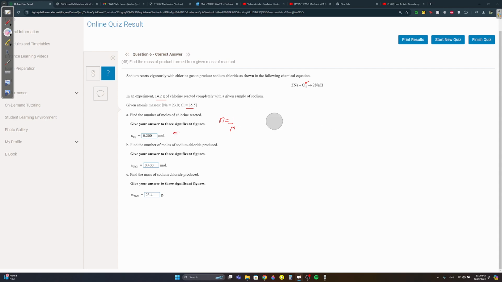Now we want the moles of sodium. This is where you do RR and GR. They want the moles of sodium chloride. We go to sodium chloride, here, NaCl. In the reaction, it's 2. Do we know how much is given? No, so we put an X.